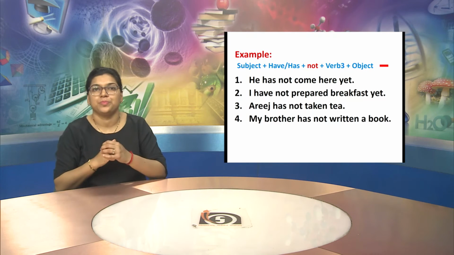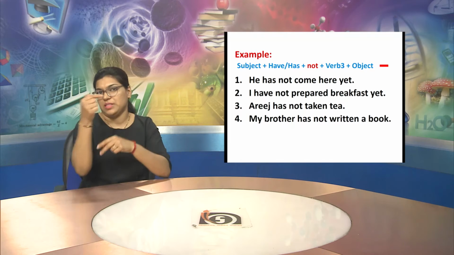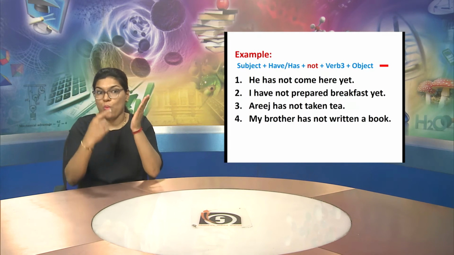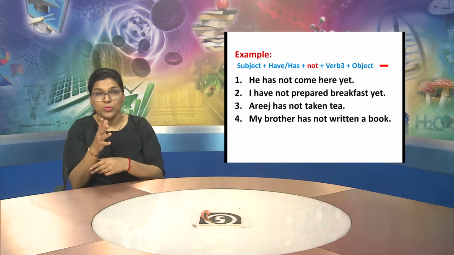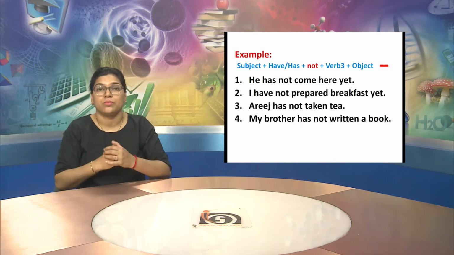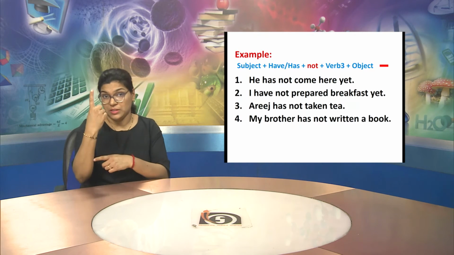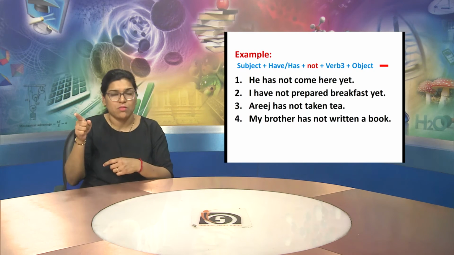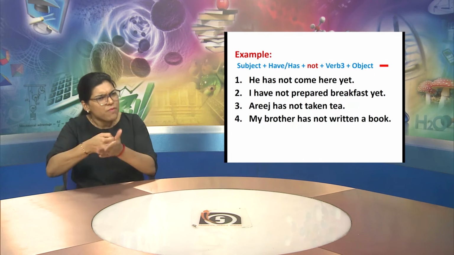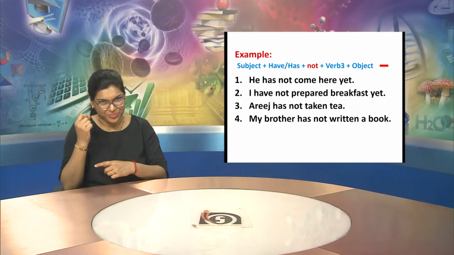Now, these are all the negative statements, or you can say negative sentences, which will have the word not. We all know that not means no. That is why it is called a negative sentence. Now, we will be looking at the examples. The first example is, he has not come here yet. Like, if you think that he has come here yet.